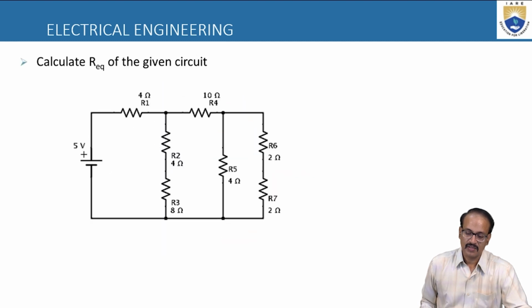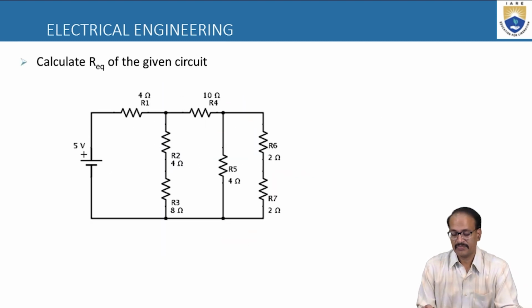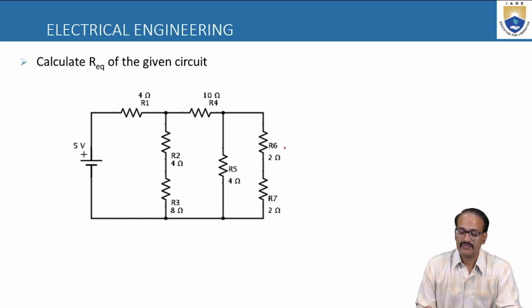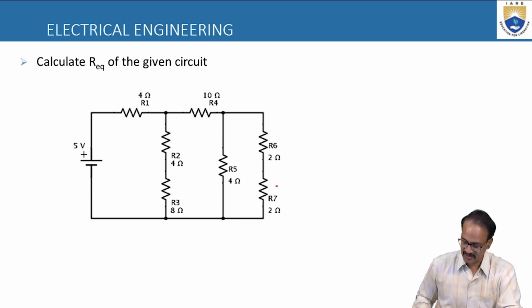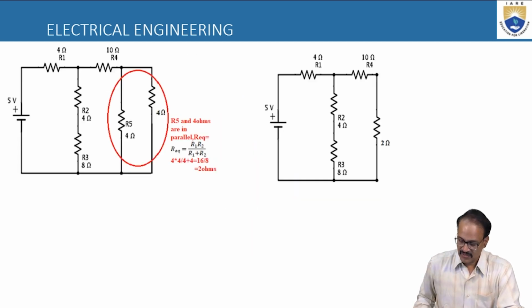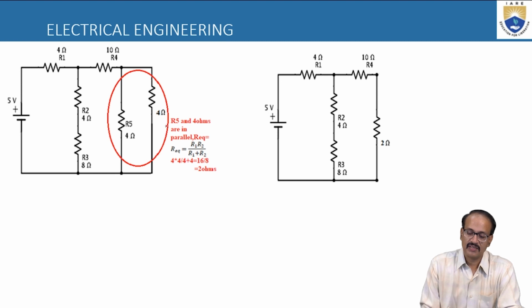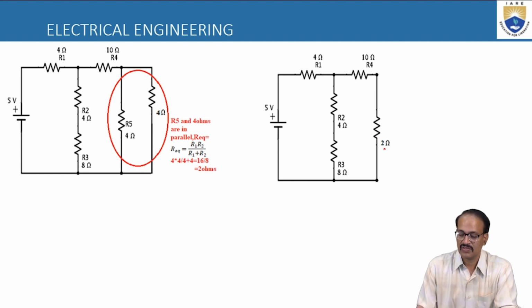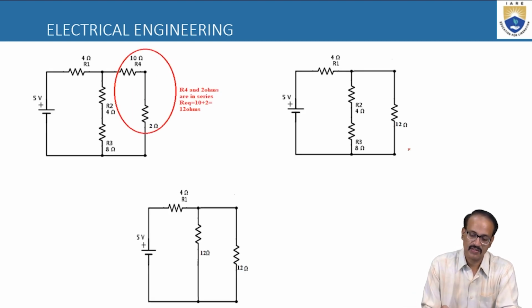So again, in the circuit reduction, first I started from the right side, and these two are in series. Simply I have added and replaced them with the new value. Again, this 4 and this 4 are in parallel, so R1 into R2 by R1 plus R2. Replace with the value of 2, and 10 and 2 are in series, so that is replaced with 12.